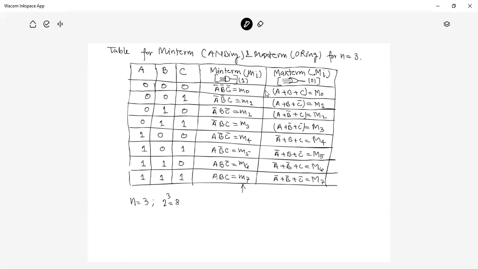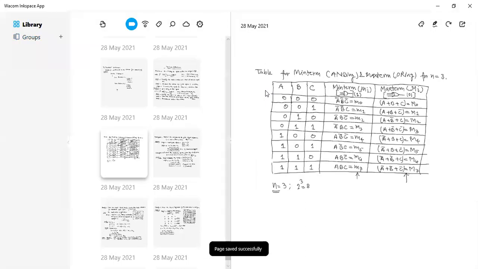Here A is 1, so A bar is 0. So A bar plus B plus C is M4. Here B bar is 0 and C bar is 0, so A bar plus B plus C bar is M5. And here it is 1 1 0, that is A bar plus B bar plus C, M6, and A bar plus B bar plus C bar, because all 3 are 1, is M7. So these are the max terms. So for 3 inputs, this table gives the number of min terms and max terms in this way.